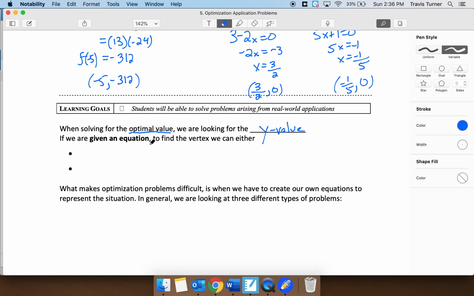So if we're doing this, there's two ways we can do it in order to find that max or min or the vertex. If it's in standard form, then we can complete the square.